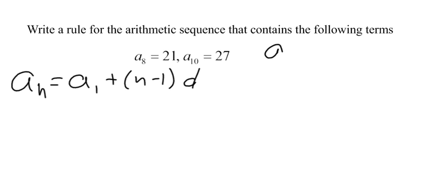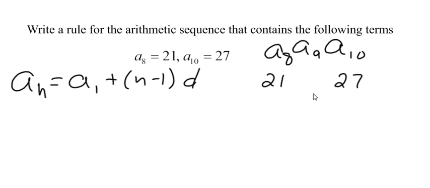We have a sub 8, which is 21. We have a sub 10, which is 27. That means there has to be an a sub 9 in between. And by definition of an arithmetic sequence, we know that you take 21 plus a number to get your a sub 9 term, and you take a sub 9, you add the exact same number to get your a sub 10 term. Well, if you look at the difference between 27 and 21, you know that that is 6.